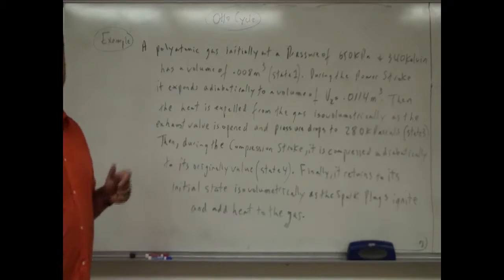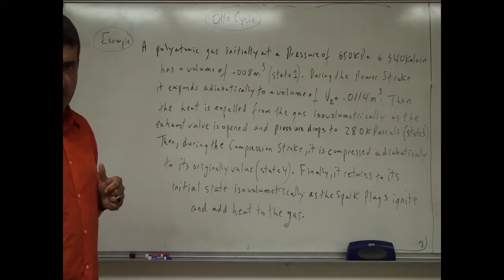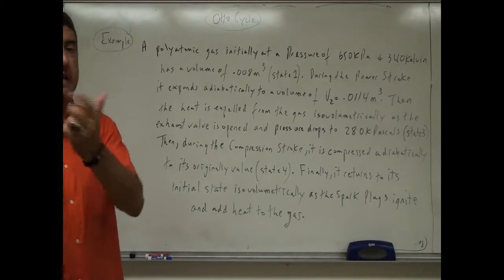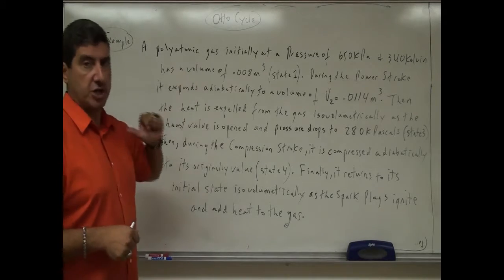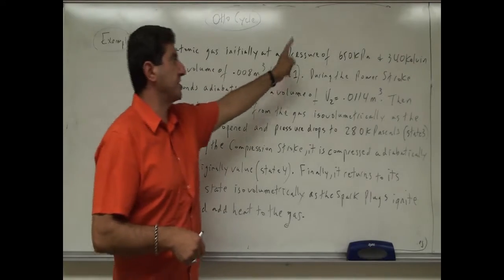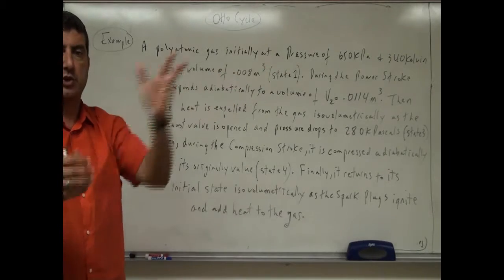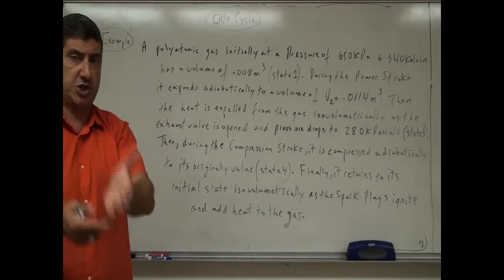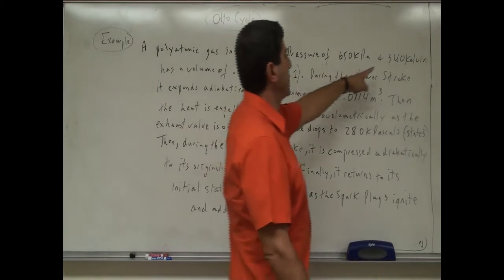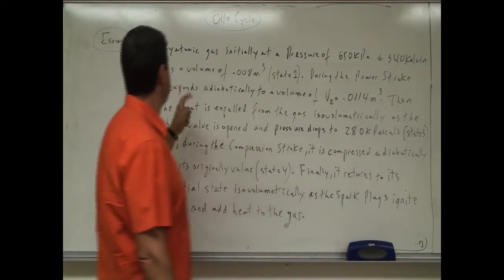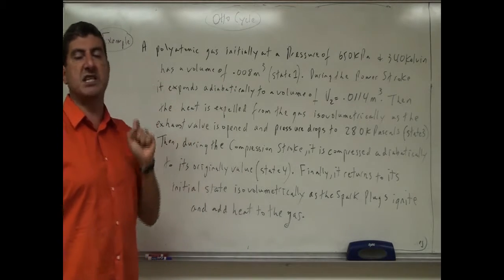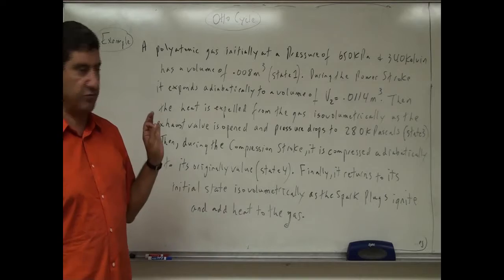Okay, welcome back. Now we come to an example illustrating the Otto cycle, and I've made this example very similar. The numbers are very similar to the example that I did yesterday about the Carnot cycle. It says a polyatomic gas initially at a pressure of 650 kilopascals. So it's the same initial pressure that the gas started in yesterday's Carnot cycle problem. And the initial temperature is 340 Kelvin, has a volume of 0.008 cubic meters. So same state one, same gas, same everything.